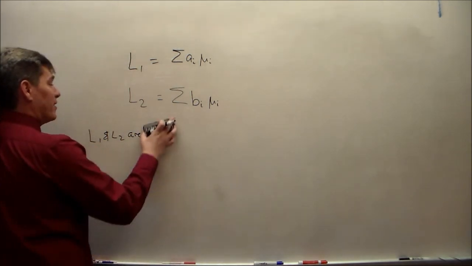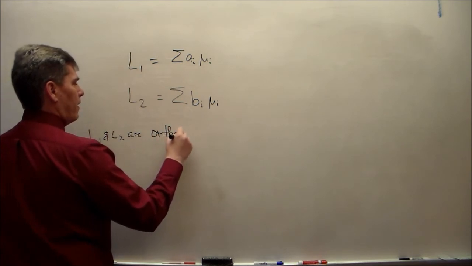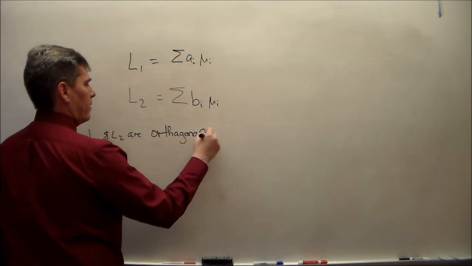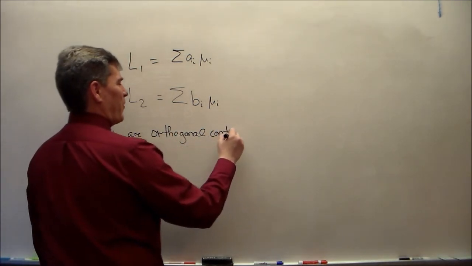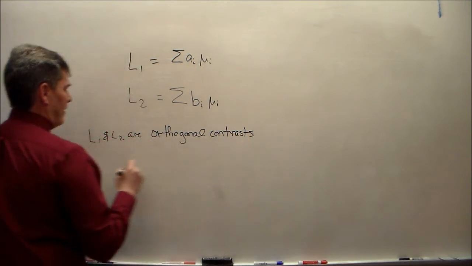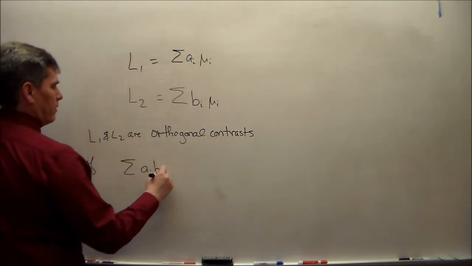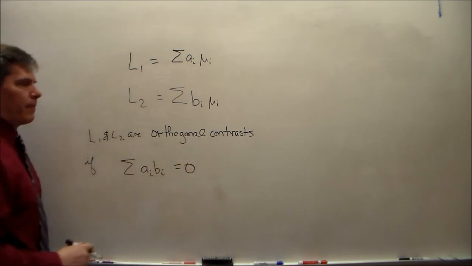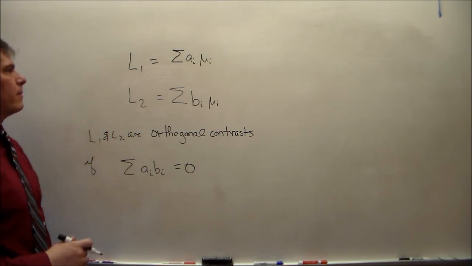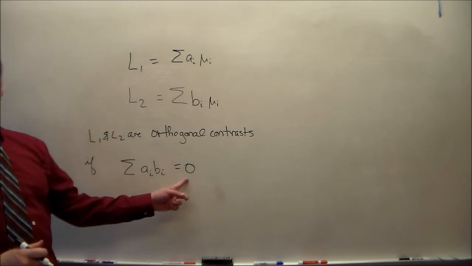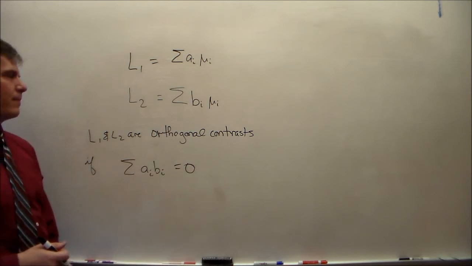So L1 and L2 are orthogonal contrasts if the following is true. Multiply all the AB pairs, add them all up. If it equals 0, you've got orthogonal contrasts.